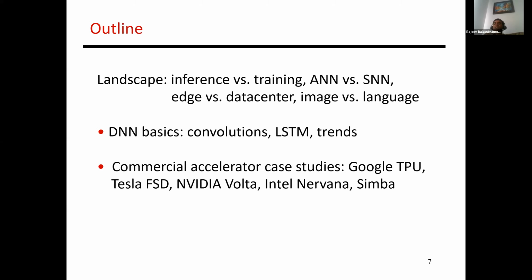Another aspect is whether these are artificial neural networks or spiking neural networks. There are different ways of designing these neural networks. For the most part, most literature today focuses on artificial neural networks. That's where machine learning has taken giant strides. The spiking network area has received less attention and has taken smaller strides, but we'll spend some time on that on Wednesday.